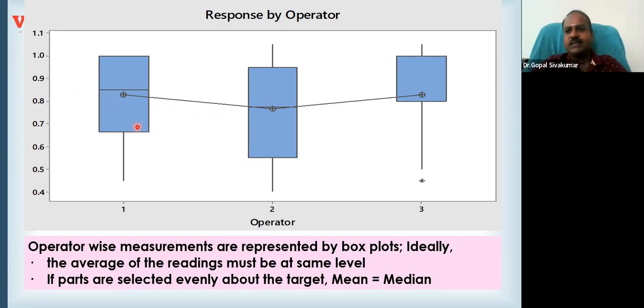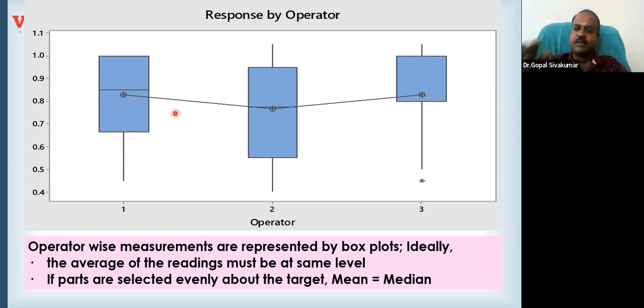How do I tell all these things in advance? Because I only selected 10 parts. How many of you understand my point now? You are conducting the study, isn't it? You are checking the capability of your team, your measurement system. You are designing everything. Design it in a way that mean and median are same.